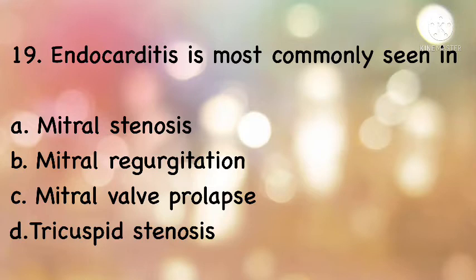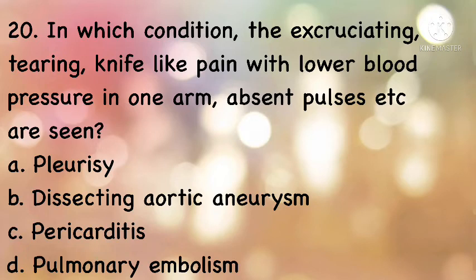Endocarditis is most commonly seen in mitral stenosis, mitral regurgitation, mitral valve prolapse, tricuspid stenosis. Correct answer is B, mitral regurgitation. In which condition are the excruciating tearing knife-like pain with lower blood pressure in one arm, absent pulses, etc. seen? Pleurisy, dissecting aortic aneurysm, pericarditis, pulmonary embolism.